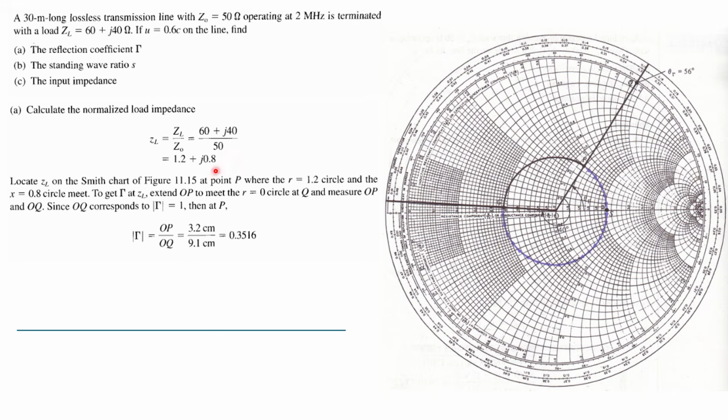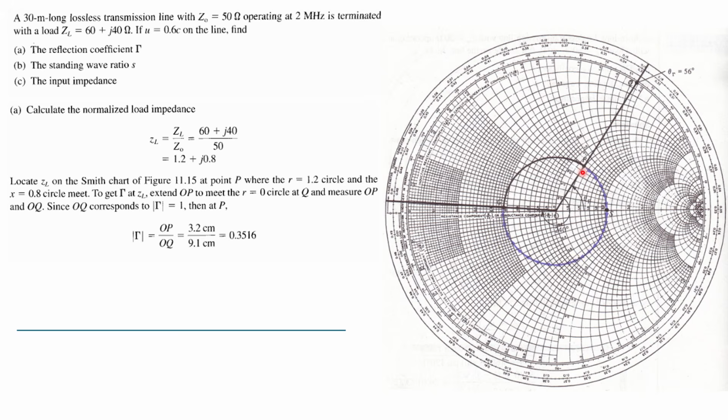The next target is to find the imaginary part, that is 0.8. So where is 0.8? This is x equal to 0. This is 0.5 and this is 1. So just in between 0.5 and 1 there will be 0.8. So this is 0.5, 0.6, 0.7 and this is 0.8. Highlight this semicircle, and the intersection point of the R equal to 1.2 circle and the imaginary circle of 0.8, you may call it point P. So here we got the point P.